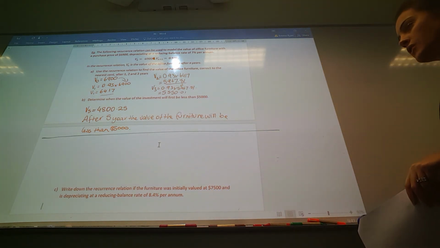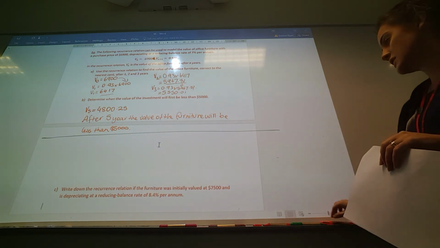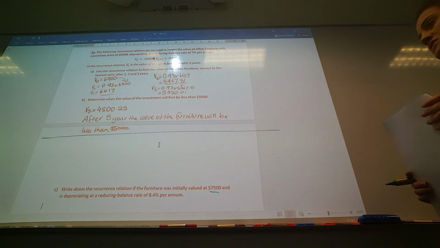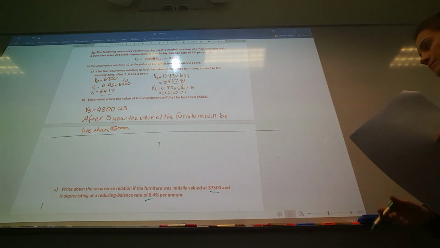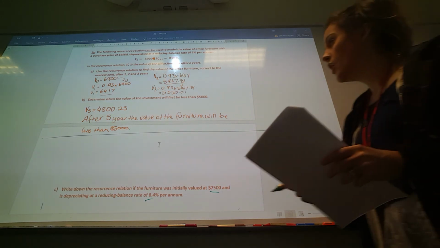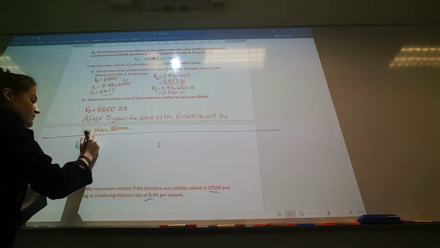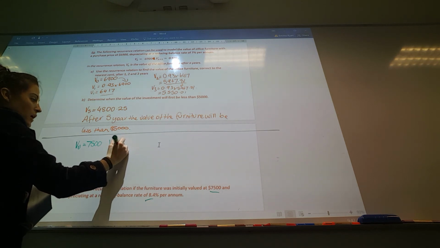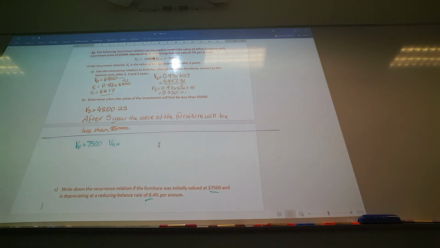Okay, so write down the recurrence relation if the furniture was initially valued at $7,500 and is depreciating at a reducing balance rate of 8.4% per annum. So we know that it's going per year. We know that our V0, what we're starting at, should be 7,500. And so we'll have our Vn plus 1. We can't put this in. We need to find the ratio first.